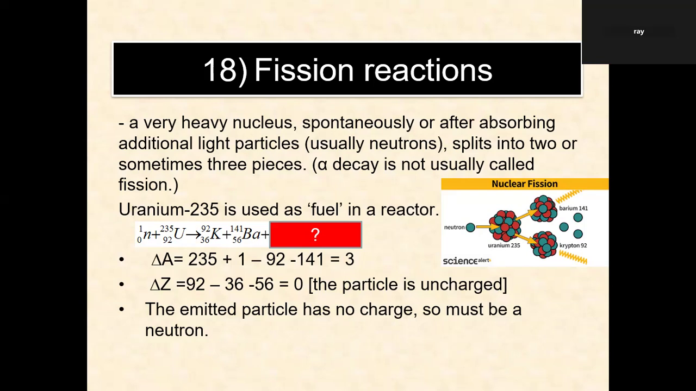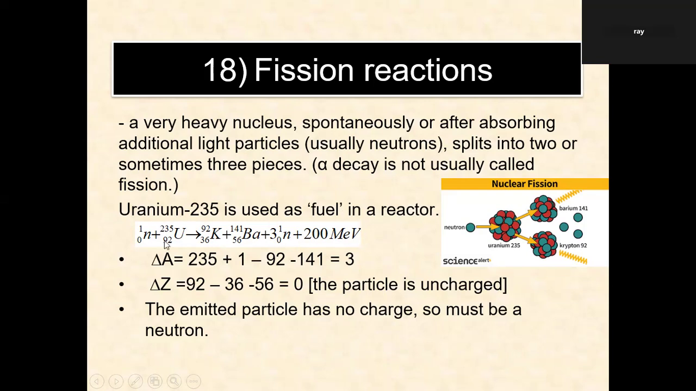It's a neutron. How many neutrons? No charge. 3, they calculated already. Then there are 3 neutrons, 3 particles emitted. Right? That's energy. Don't worry about how to calculate the energy, but you need to know how to write the equation.